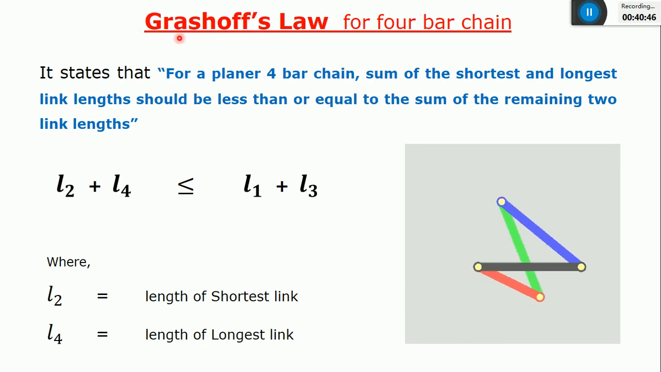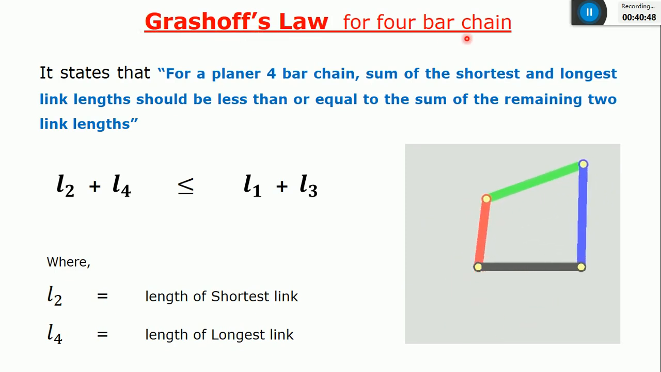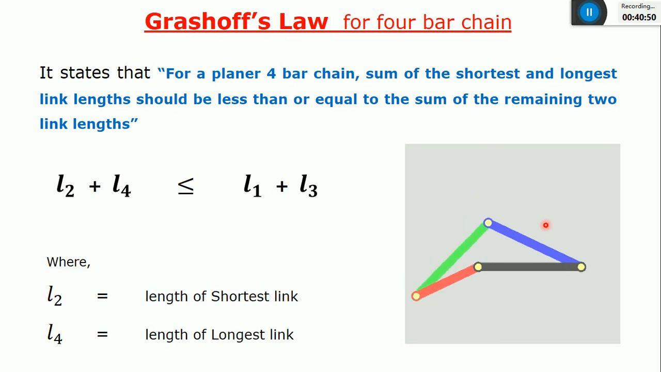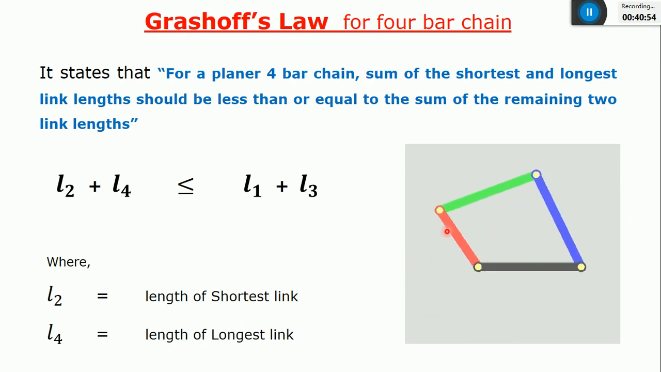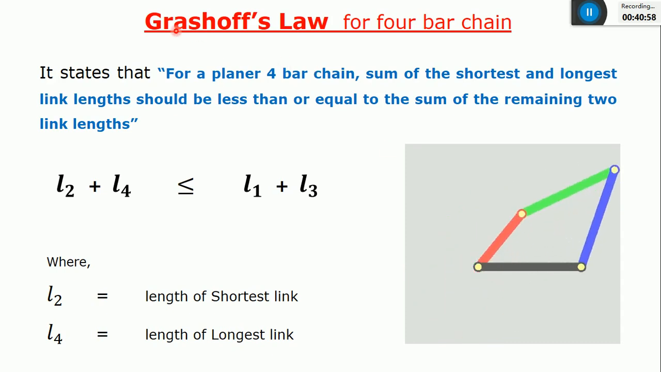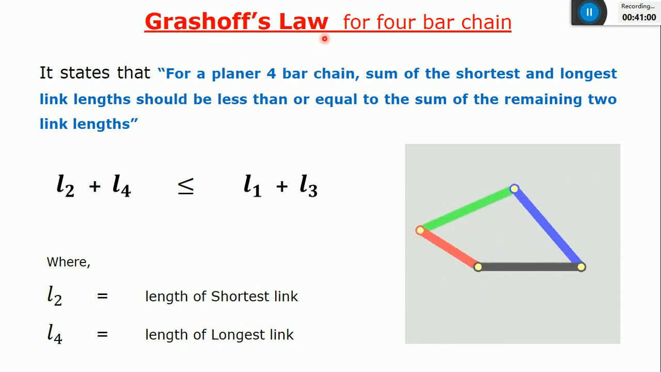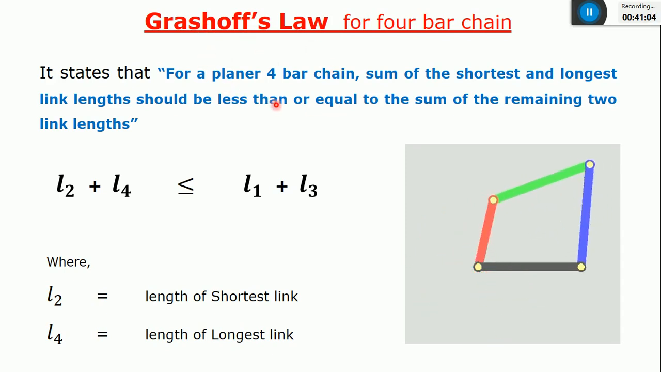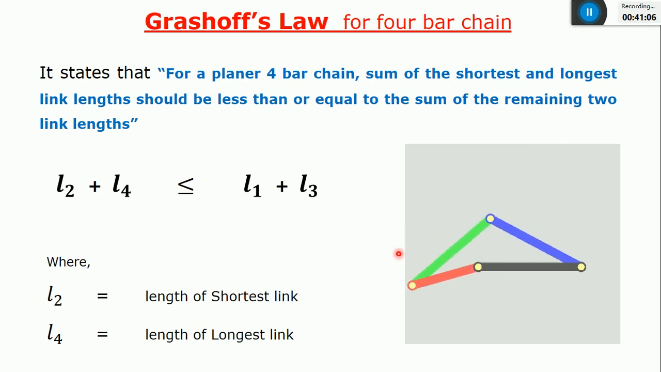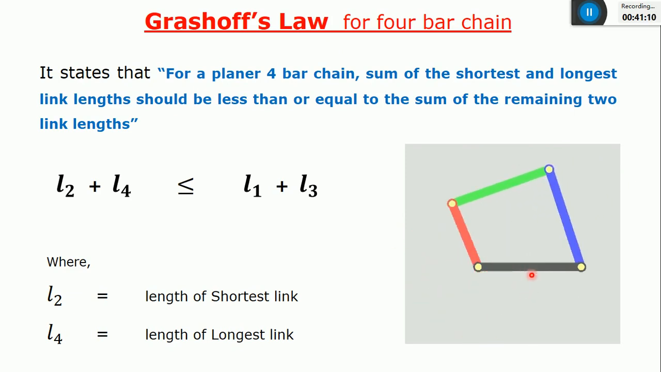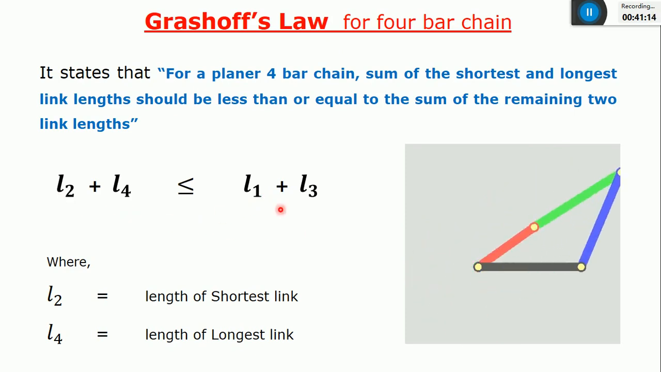Just take the heading as Grashoff's law for a 4-bar chain. If you want to transfer the energy from one point to another, or from one link to another link, this Grashoff law has to be satisfied. I'll consider a 4-bar mechanism. It has 4 links. I can call them L1, L2, L3, and L4.